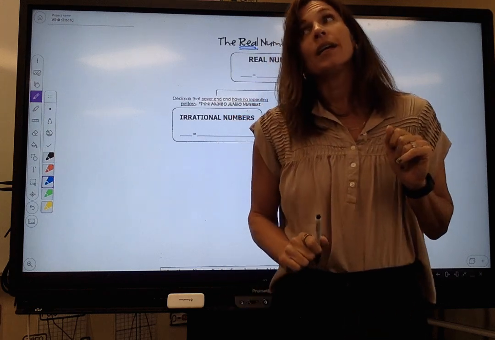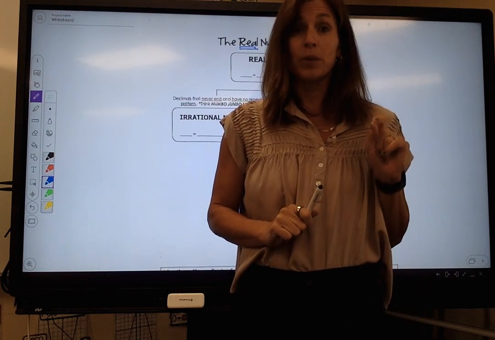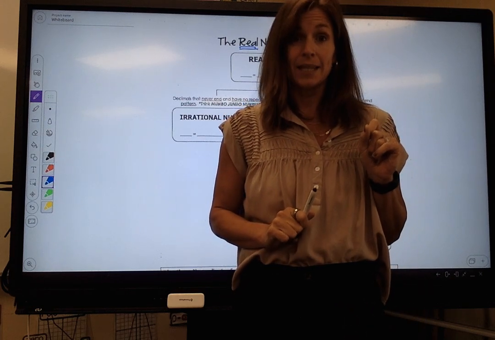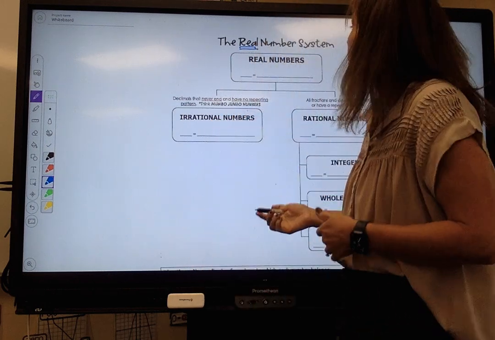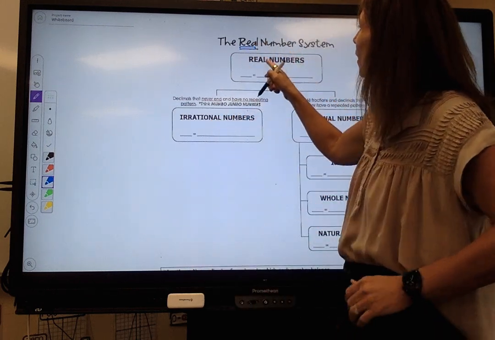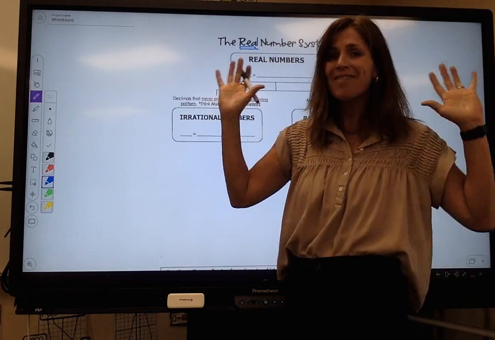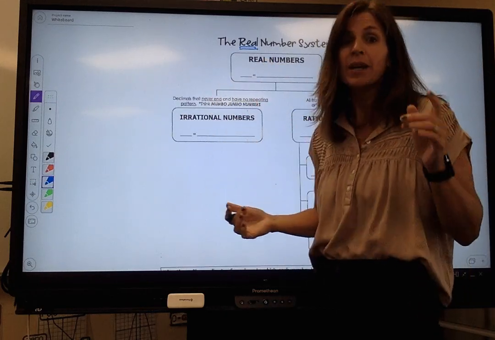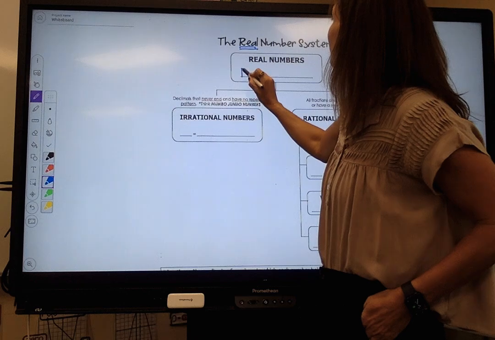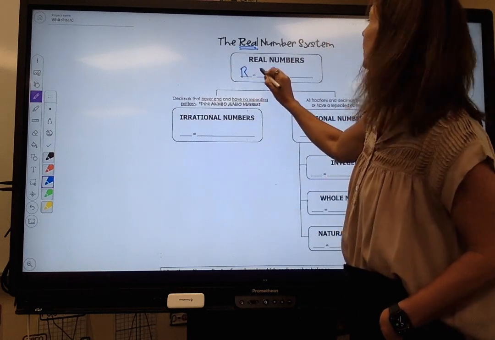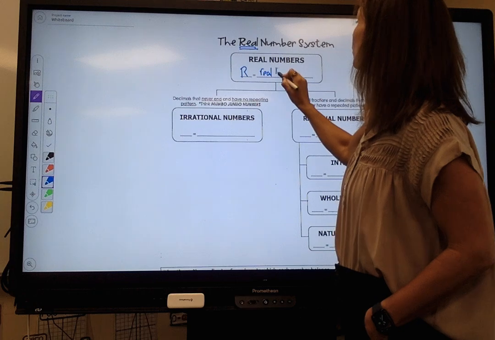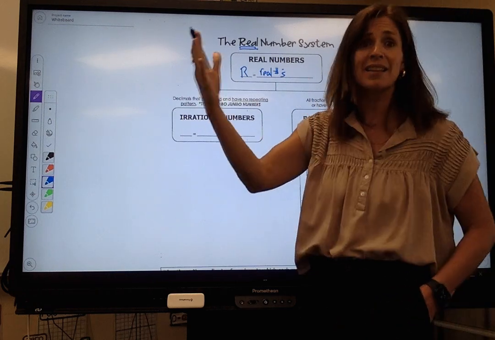Now, is it important to remember the abbreviation for these numbers? Yes, it is, because it will never change throughout the course of your math classes. So we're going to start by talking about the real number system, and it's every single number that we cover in algebra. And we abbreviate the real numbers with the letter R. And R stands for real numbers, and it's anything. It's anything that you can imagine.